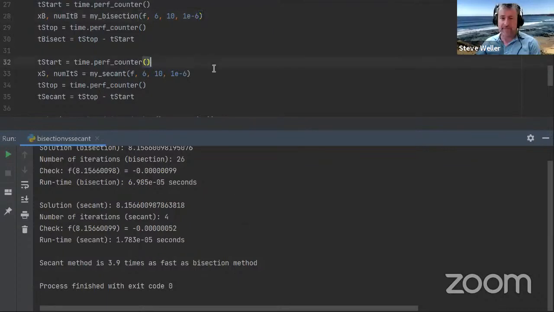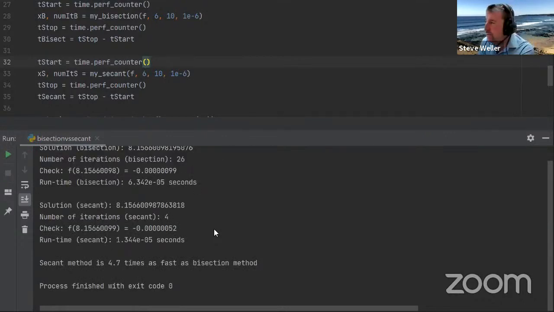Let's see what happens if we run this same code again. We get the same results as before, but the secant method this time is 4.9 times as fast, whereas before it was about 3-point-something times as fast. Let's run it again. This time it's 4.8. Then 5.2, 5, 4.8, 5.2, 4.7.